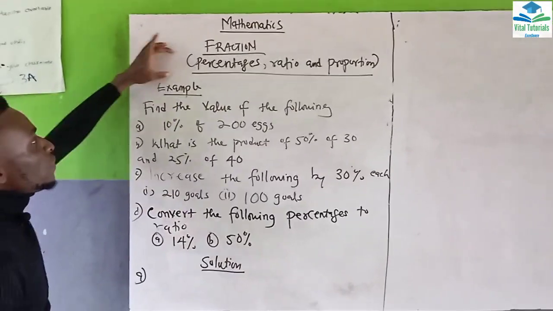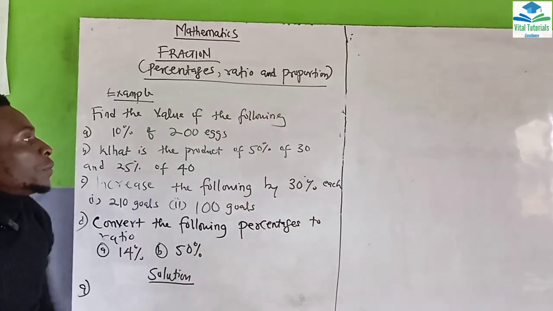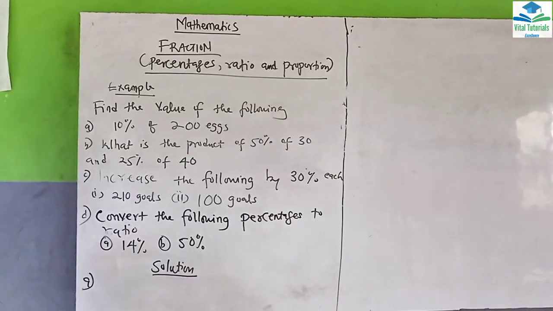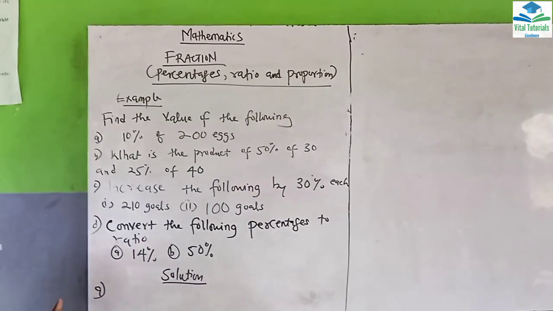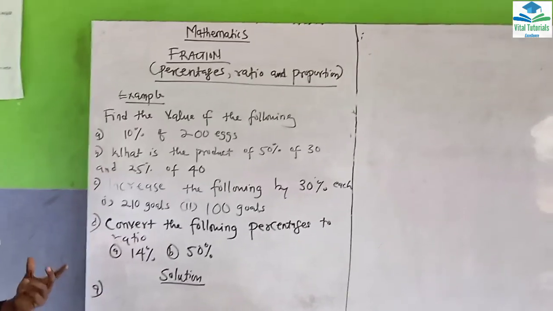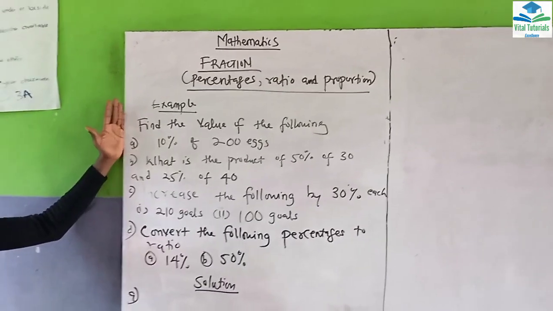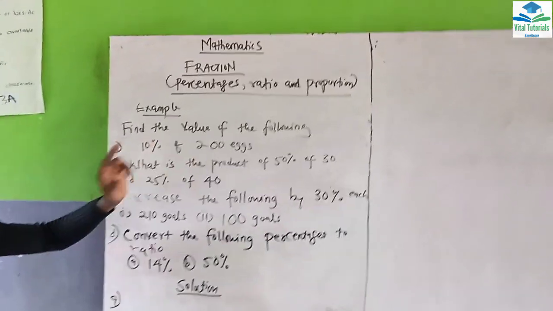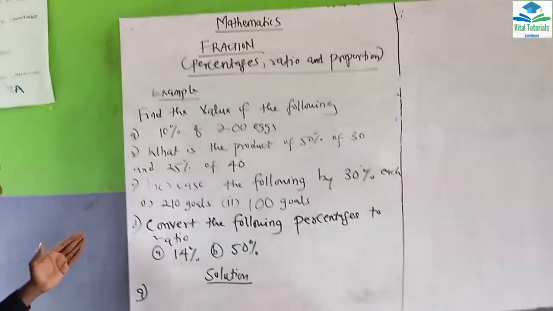Now dealing with fractions. On every fraction, we have percentage, ratio, and proportion. Percentage is just dividing something into 100 equal parts. That's what percentage is. That's why percentage is always over 100. Now you're given questions here. The first one is find the value of the following: 10% of 200x.